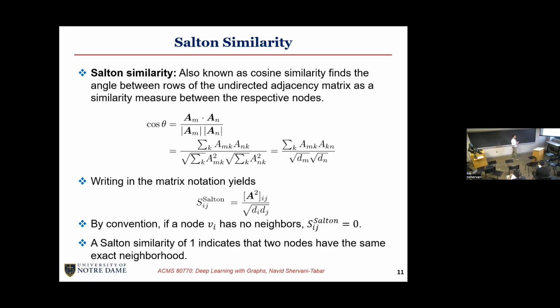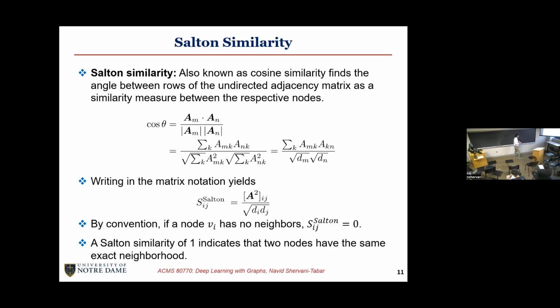So if any of the two nodes whose similarity we want to see does not have any neighbors, if it's disconnected from the graph, then this is not going to be well defined. So by convention, we set that to 0. A node that has no connections in the graph has a similarity of 0 with any node in the graph.